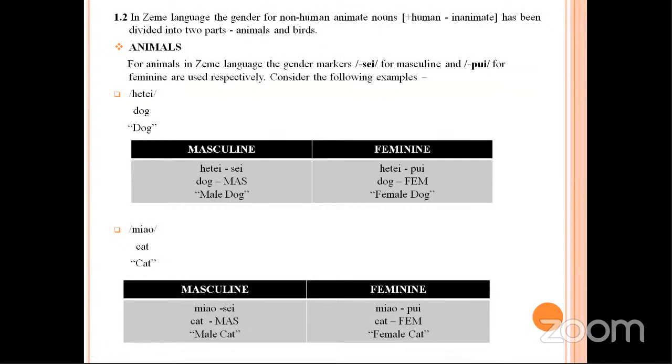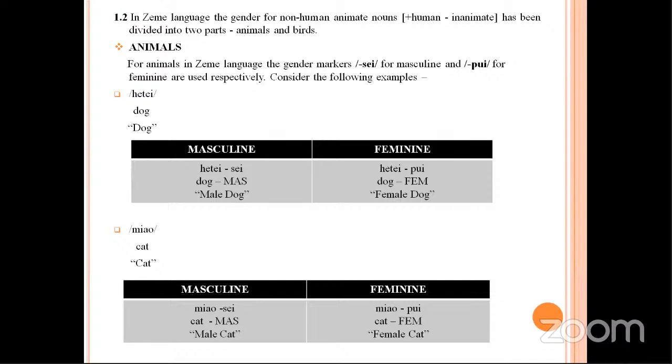In Zeme language, the gender for non-human animate nouns has been divided into two parts: animals and birds. For animals, the gender markers Se for masculine and Pui for feminine are used respectively. For example, Hete, dog. Hete Se, Se masculine marker, Hete Se means male dog. Hete Pui, Hete means dog, Pui is a feminine marker, and Hete Pui means female dog.